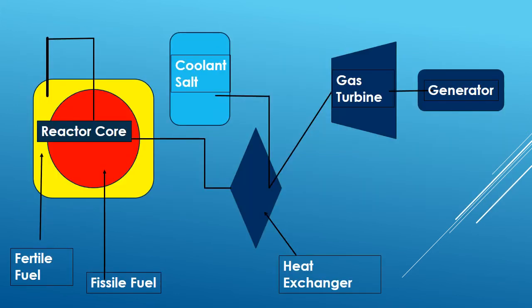This is a basic model of a LFTR. Like a uranium reactor, the fissile fuel is located in the core. However, instead of water carrying the heat from the reactor to the turbine, a LFTR uses a molten salt.